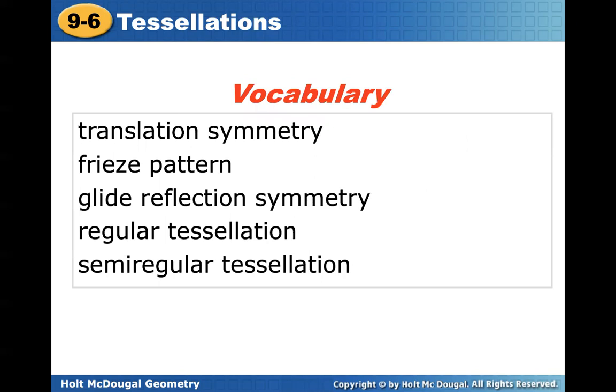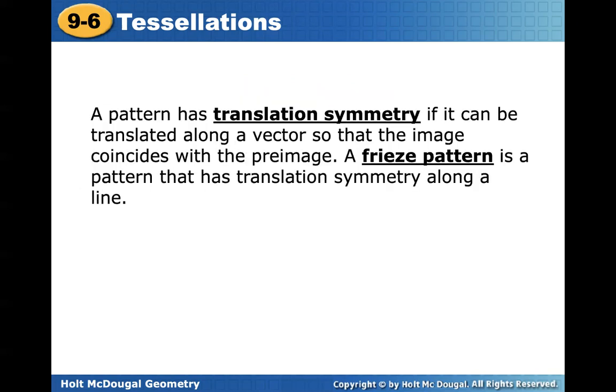So we have some symmetry here, glide reflection, translation. We've done all this stuff before. We just are going to do it in a different type of manner. A pattern has translation symmetry if it can be translated along a vector so that the image coincides with the pre-image.